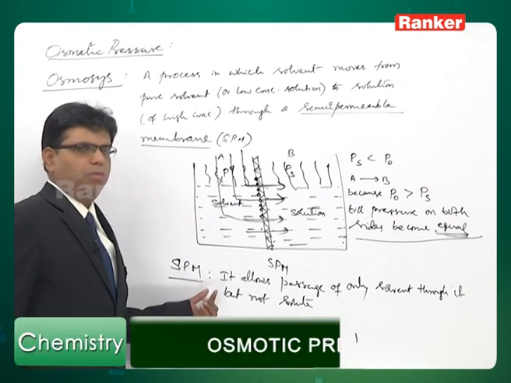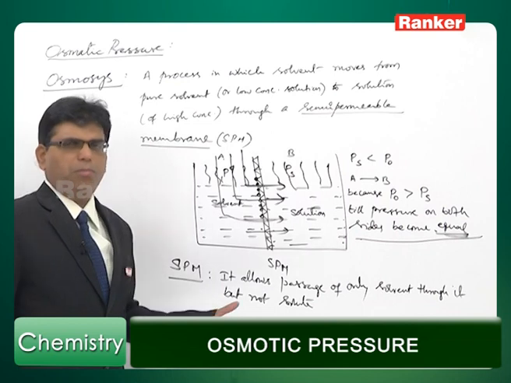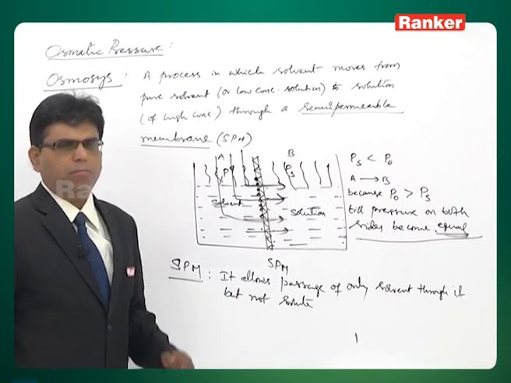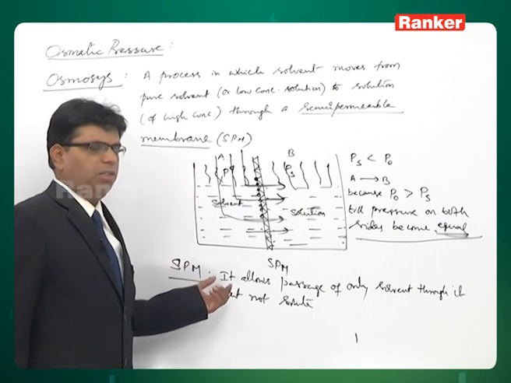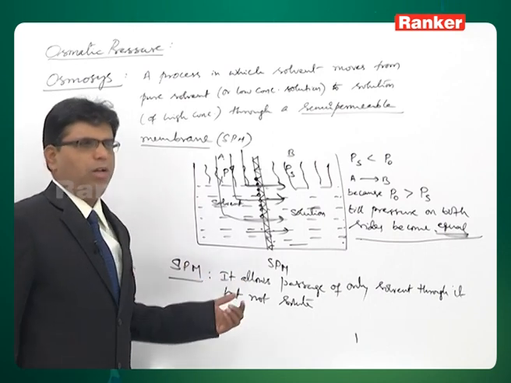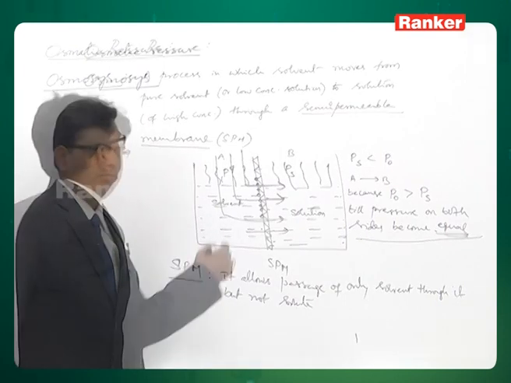Then here, what are the different types of membranes that we use? For this purpose, we have different types of membranes. Some of them are natural membranes, some of them are artificially prepared. Which are the ones that are naturally available and which are the ones that are artificially prepared? Now, we see.